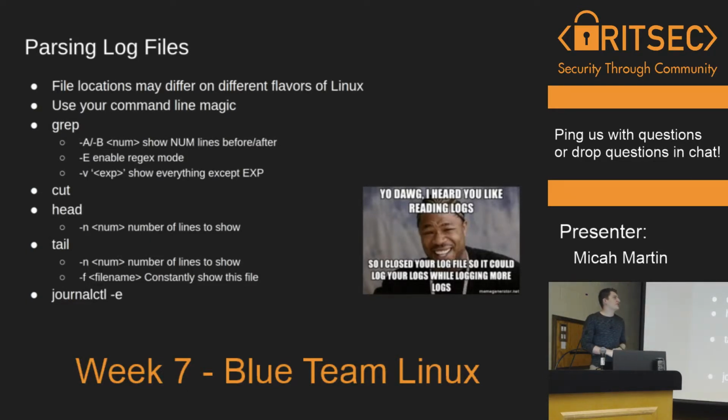Use command line magic to look through these. If you want everything for SSH, grep the log for SSH. You can use -A and -B, so it'll use grep, but then show 3 lines before and 3 lines after, giving you a little context of what happened before and after. You can do regular expressions. If you want to read a log file, but there are just too many cron notifications, then you can remove cron with -v. You can say, show me everything except for that.